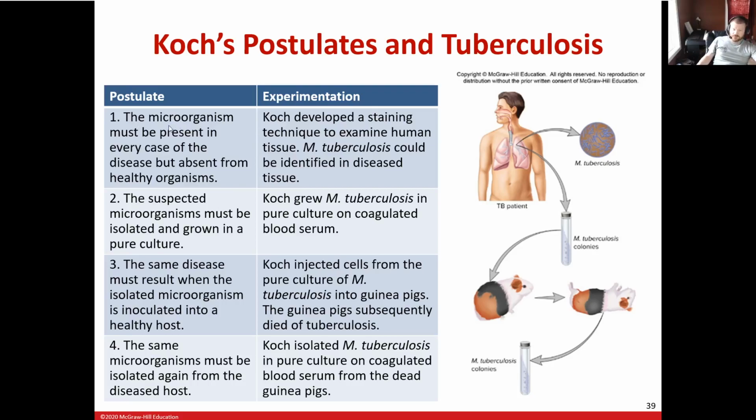You must find the organism in all ones that present with the disease. You must be able to grow it in pure culture. The same disease must result when you give it, and then you must be able to re-isolate. Right, and so those are Koch's postulates. Study those. Probably something that I would ask you later.